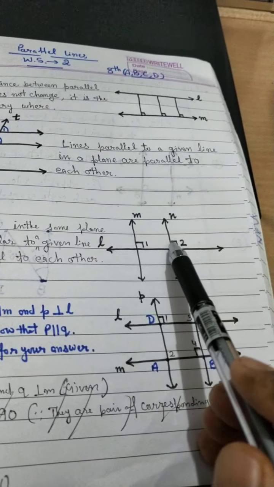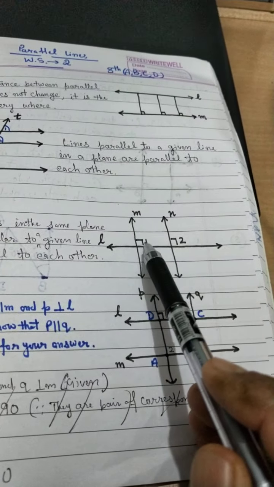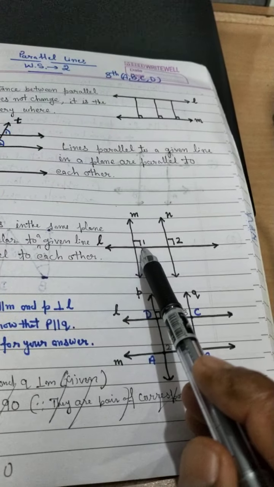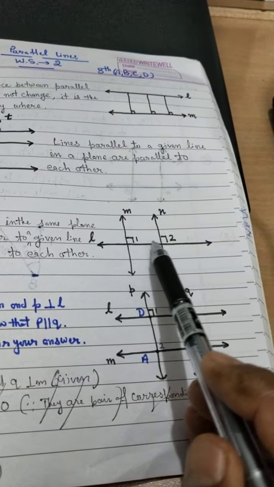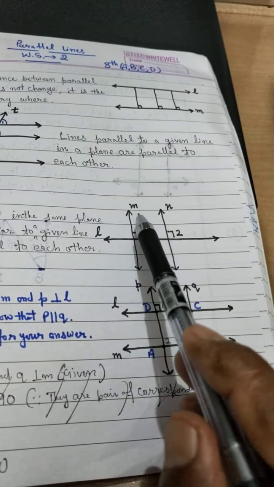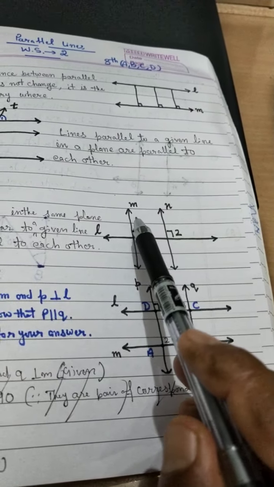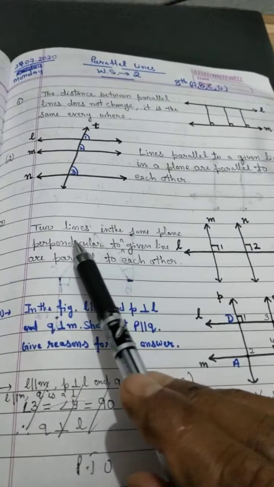Now if we take angle 3 here, then angle 1 plus angle 3 is equal to 90 plus 90, which is equal to 180. If the interior angles on the same side of the transversal are supplementary, here M parallel to N, then the lines will be parallel. So two lines in the same plane perpendicular to a given line, that is your L, are parallel to each other. So this is a very important property in worksheet 2.